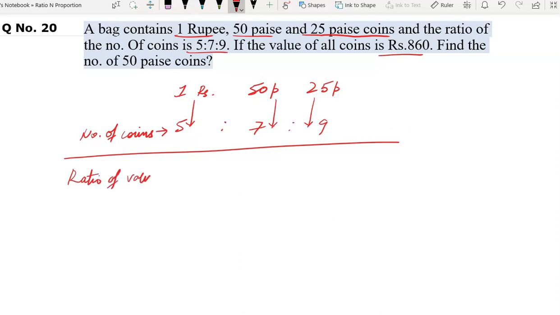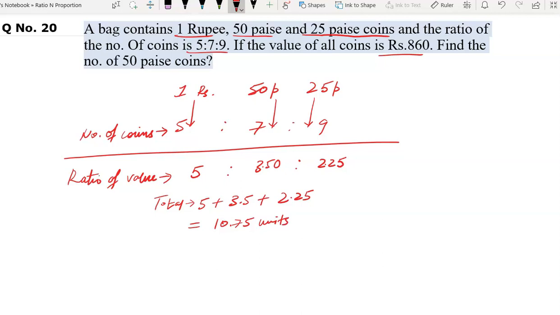Ratio of value. So 1 into 5 will be 5. 50 into 7 will give us 350 paise. Now if we convert this into rupees, this will be 3.5. 25 into 9 will give us 225, and if we convert it into rupees, this will be 2.25. Now the total will be how much? Total will be 5 plus 3.5 plus 2.25, and if we add this, we will get 10.75 units.